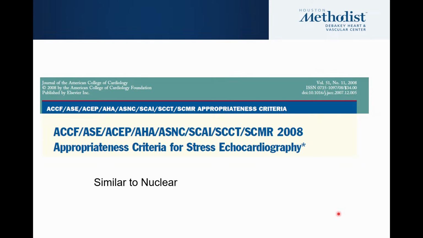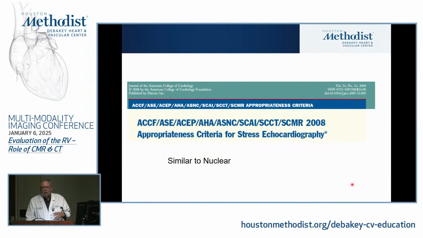All right, stress echo is over 40 years old. So this is a very well-established technology, well accepted, and the indications are very similar in terms of chest pain to those of nuclear techniques.